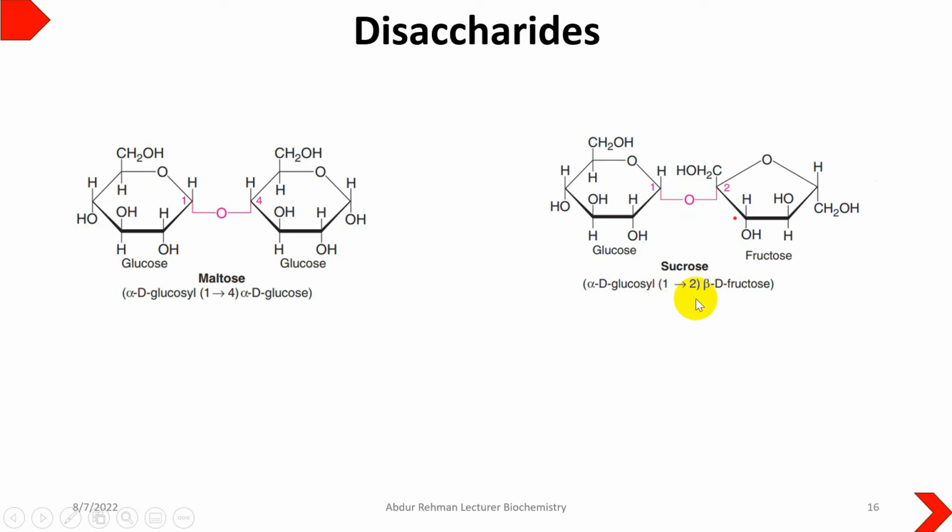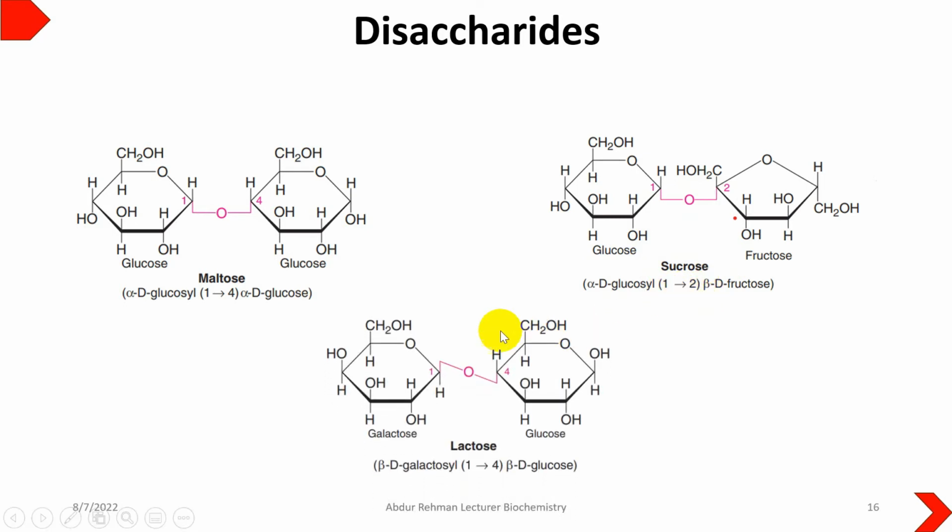The third one is lactose, formed by a glycosidic bond between carbon number 1 of beta D-galactose and carbon number 4 of beta D-glucose. Both this galactose and glucose are beta subunits, because if you can see, the hydroxyl group at the anomeric carbon is upside the ring. The enzyme which hydrolyzes the beta 1,4 linkage is known as lactase.